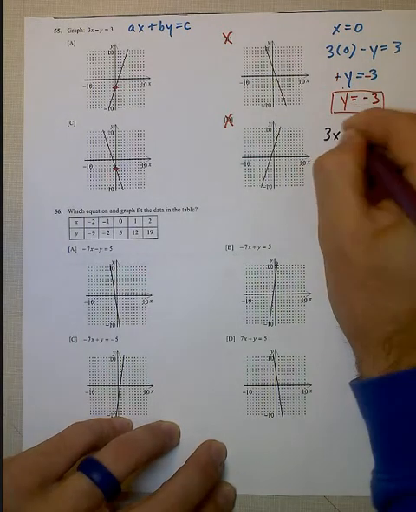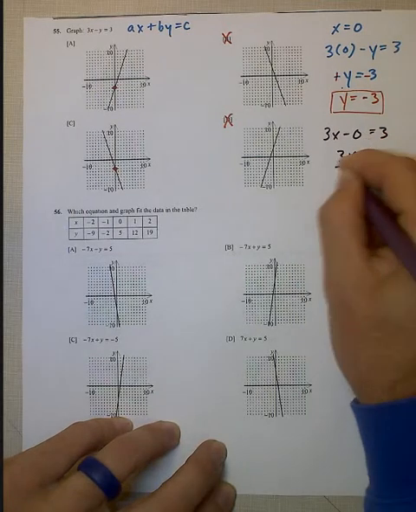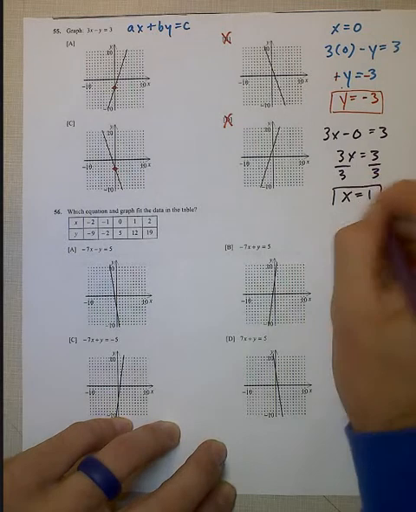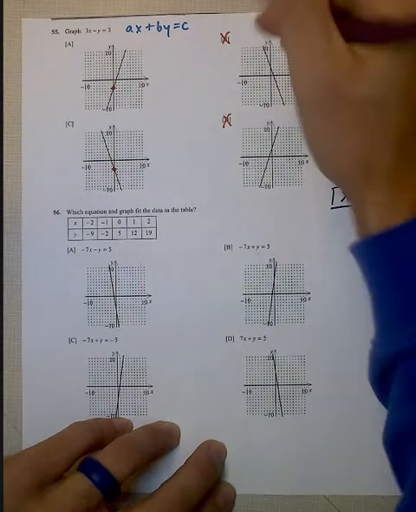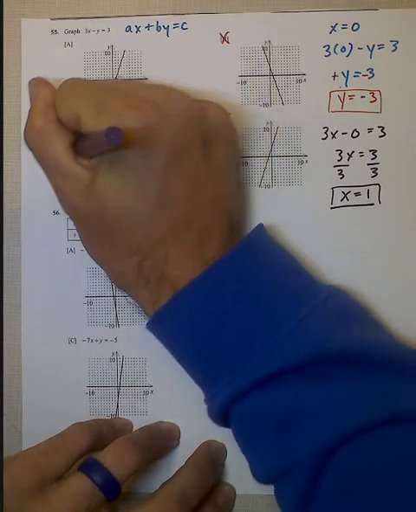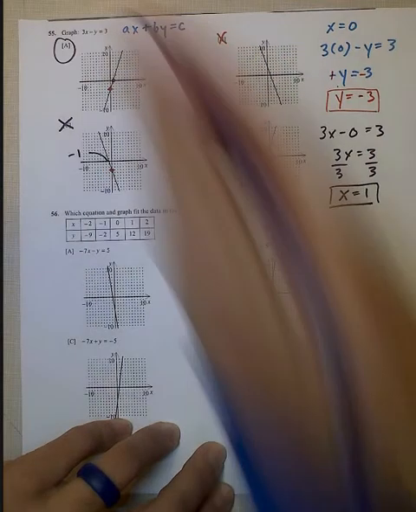Then I want to plug in 0 for y. 3x minus 0 is equal to 3. 3x is equal to 3. Divide by 3. Divide by 3. X is equal to 1. X equal to 1. We have here a negative 1, so that's not going to fit properly. So here our answer choice would be A.